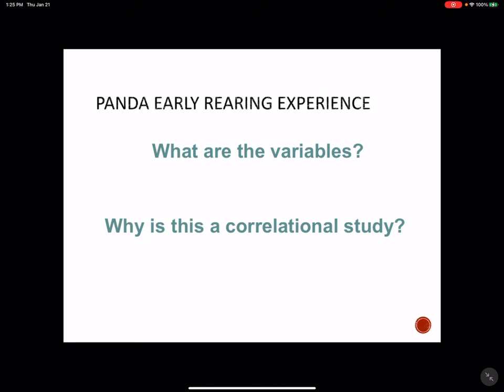Tell me, why is this a correlational study? And I'll walk you through it. So we've got the 2 variables, whether the pandas were raised by their mothers or not, and whether the pandas engaged in species-appropriate behaviors. And ask yourself, did the researchers manipulate whether the panda was raised by their mother or not? No. That would be unethical, to take a baby panda away from its mother. No, they didn't manipulate that. That was pre-existing in the real world.